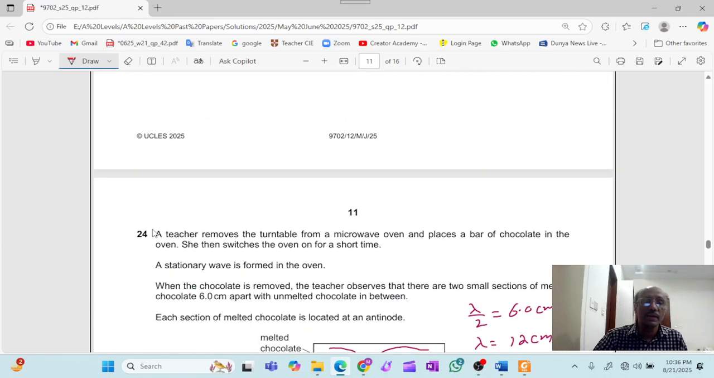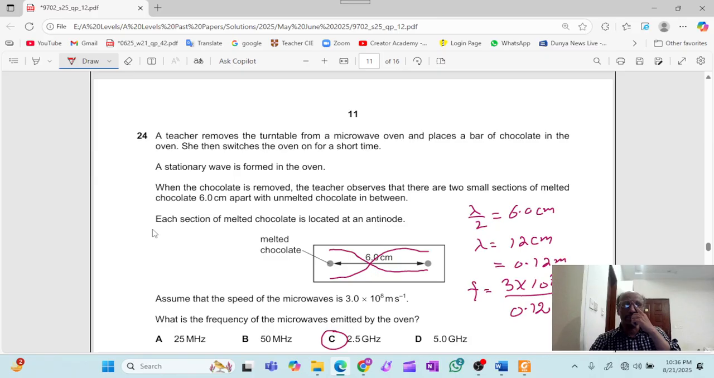Question number 24. This is a question which requires drawing a diagram for the understanding of nodes and antinodes. So an open end always has an antinode and between them there will be a node. A teacher removes the turntable from a microwave oven and places a bar of chocolate in the oven. She then switches the oven on for a short time. A stationary wave is formed. I have drawn the stationary wave with the complete nodes and antinodes.